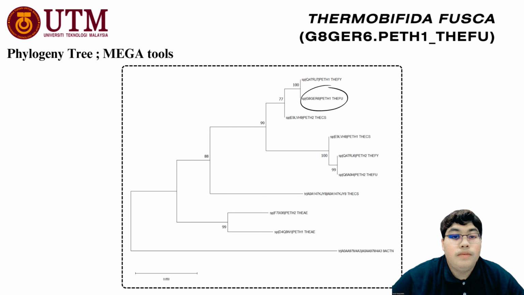Then, we used the MEGA tool to construct the phylogenetic tree. MEGA offers various methods for phylogenetic analysis, and in this case, the tree was generated using the neighbor joining method with 1000 bootstrap values to indicate the confidence levels of the branches. So here are the results of the phylogenetic tree for Thermobifida fusca.